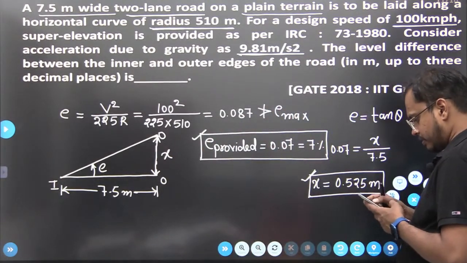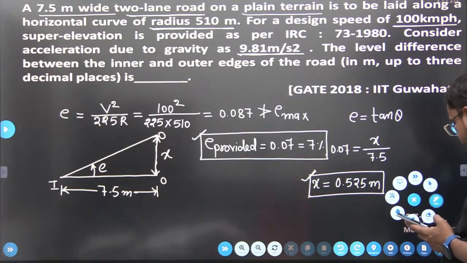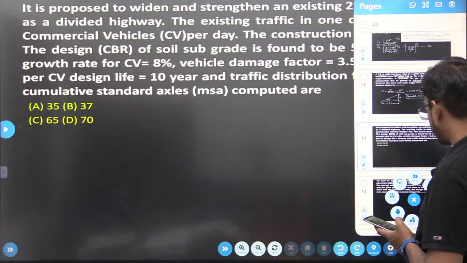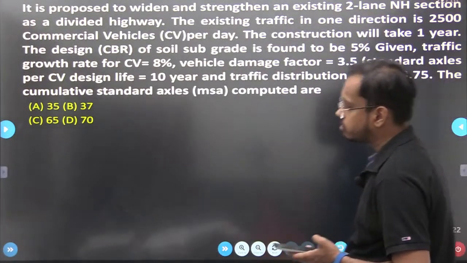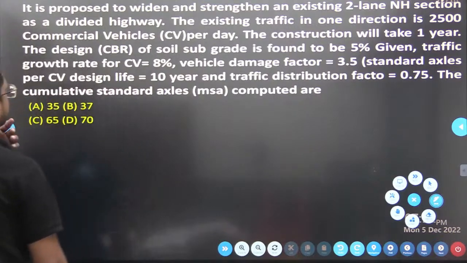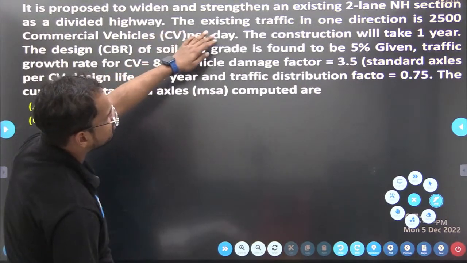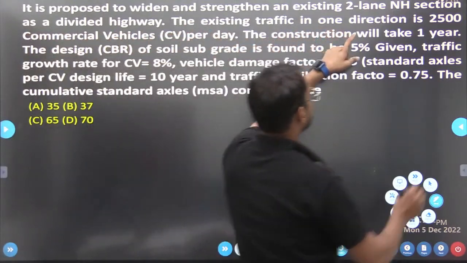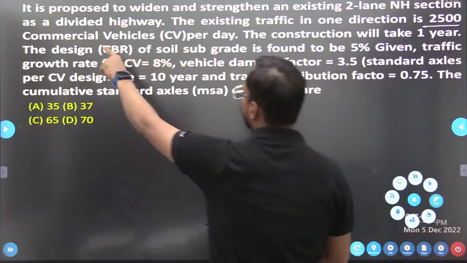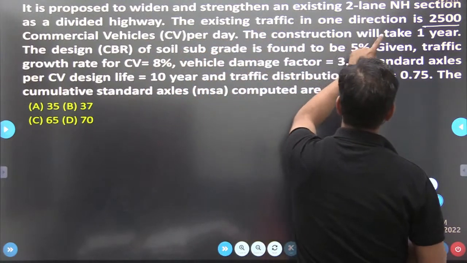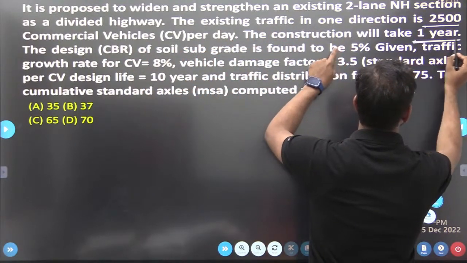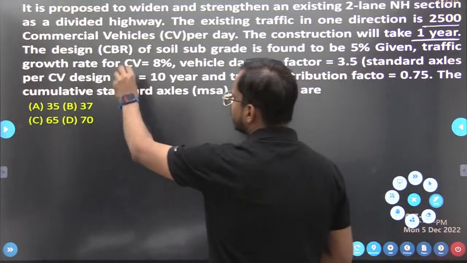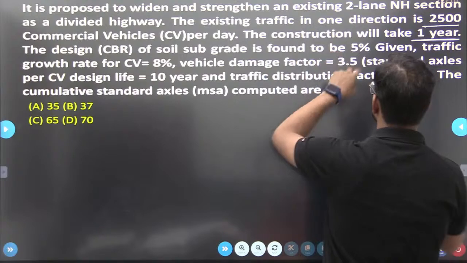See here, please. Next question. It is one of the easiest problems. The question is: it is proposed to widen and strengthen an existing two-lane national highway as a divided highway. The existing traffic in one direction is 2500 commercial vehicles per day. The construction will take 1 year. My dear friend, this is a very important statement. The CBR of soil subgrade is found to be 5%.